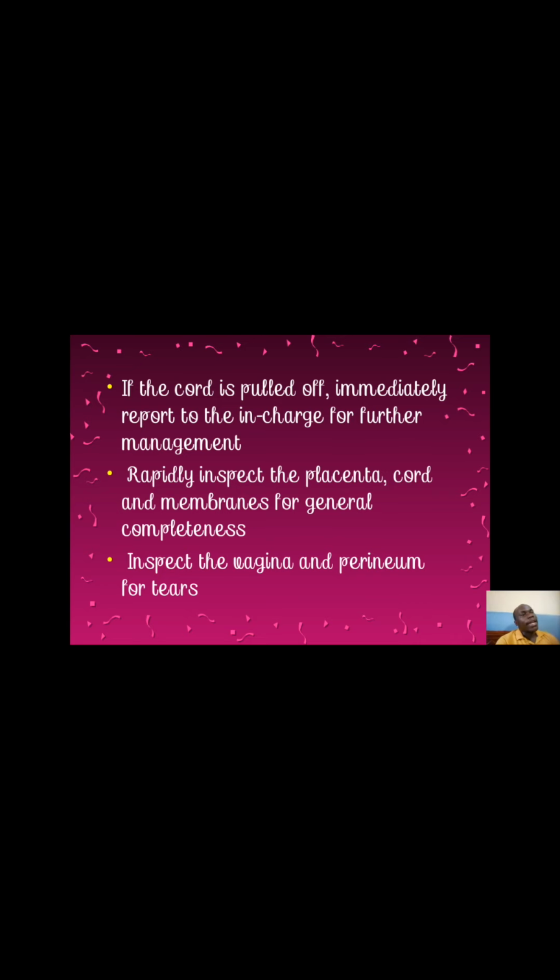If this happens, lazima uripoti kwa assistant wako au kwa in charge au kwa third on call in order to do management. But also rapidly inspect the placenta, cord and the membrane for general completeness. Lazima tu inspect the placenta kama imeshatoka, cords, membranes and for general completeness. Inspect the vagina and the perineum for tear.